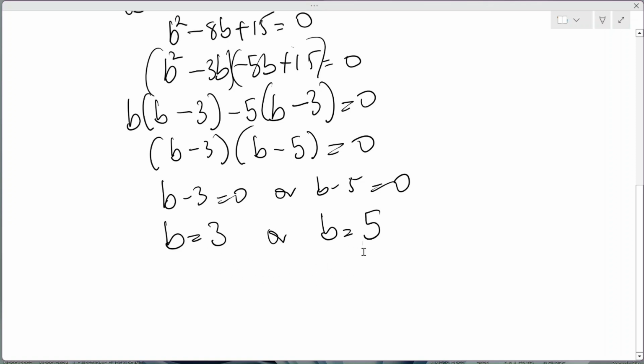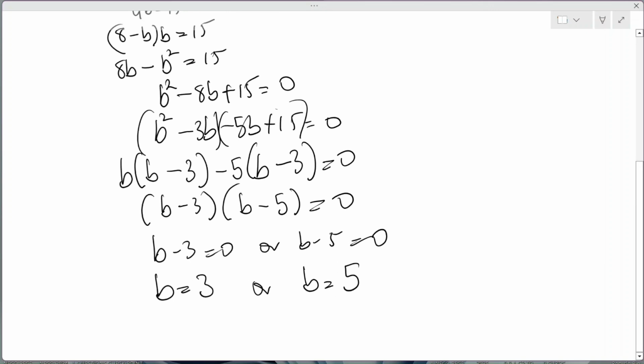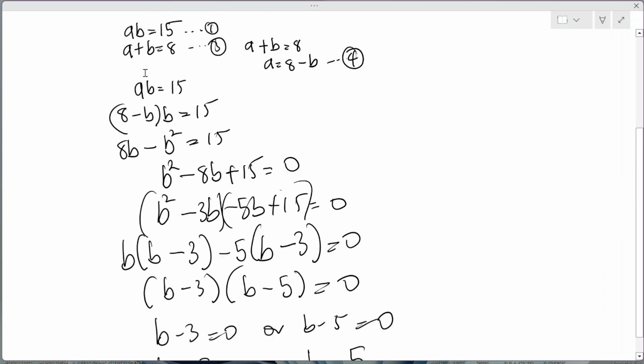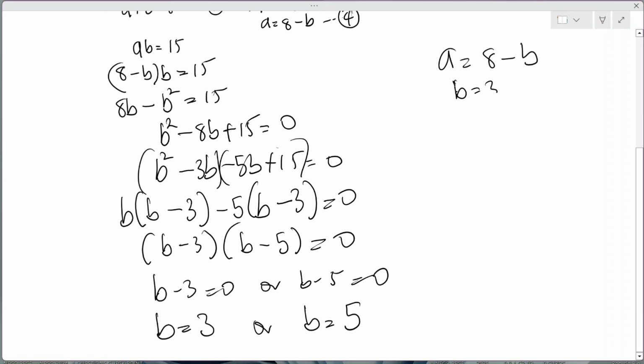So if b is either 3 or 5, we can therefore get the values of a, which will then lead us to get the values for c. We know our b is either 3 or 5. So we'll look for a when b is 3 and we'll look for a when b is 5. You can either take equation 1, equation 3, or equation 4. Let's use equation 4. A equals 8 minus b. That's equation 4. Let's take when b equals 3 first.